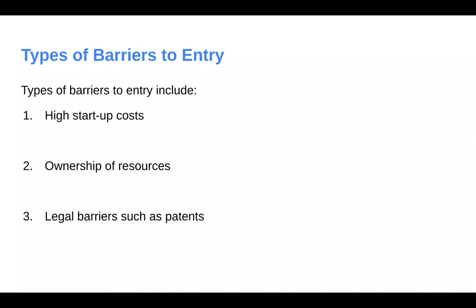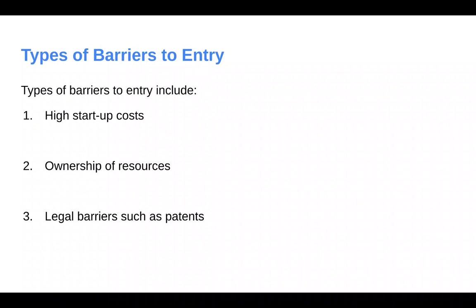Second, ownership of resources. In order to make a product, you have to have access to those resources that are important in building your product. And if you can't get those resources, it becomes very difficult. And finally, legal barriers such as patents and other regulations can make it hard for a new firm to enter a market. In fact, I was watching very recently a documentary on the creation of Xbox, and when Microsoft was producing the Xbox, they had to go through a series of regulations in order to be able to sell it in various markets around the world. That would be an example of a legal barrier making it more difficult for Microsoft to enter the console gaming market.